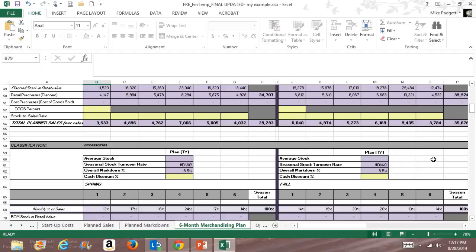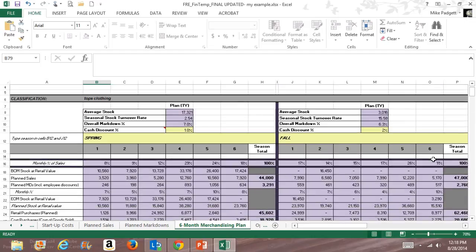It's going to focus on ensuring that there's enough merchandise in the store to accommodate sales. It looks at planned sales, markdowns, and purchases. And you'll be putting in the stock to sales ratio, which we learned to determine in chapter 10. So you'll find your planned sales from your planned sales worksheet, then take the stock on hand and divide it by planned sales to get the ratio that you put at the bottom.